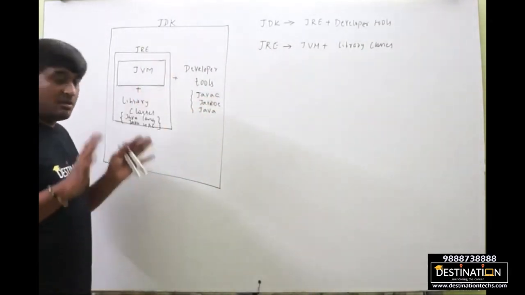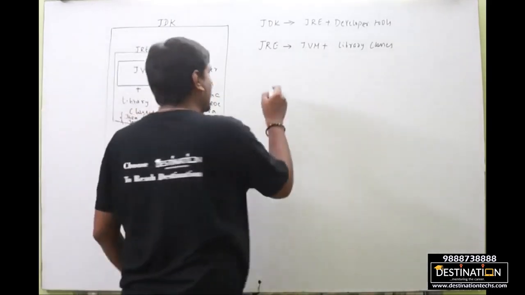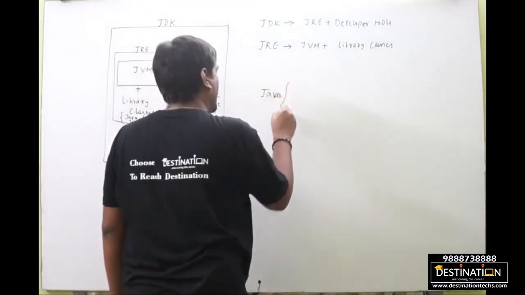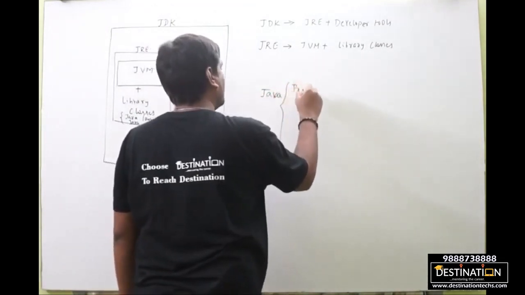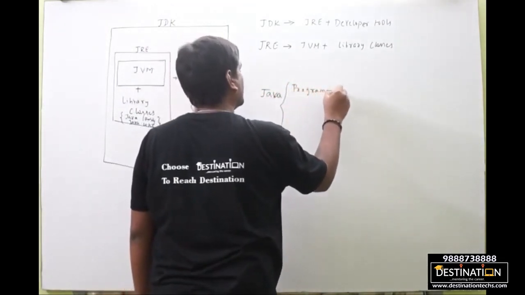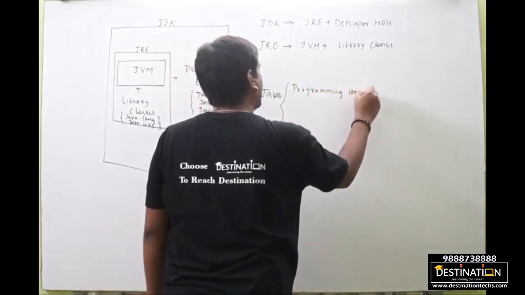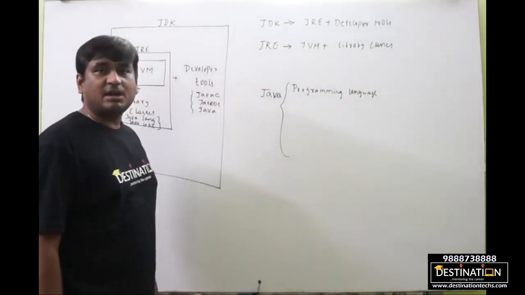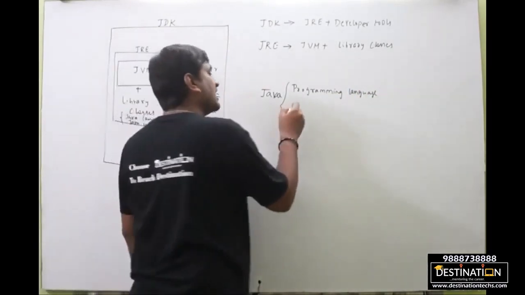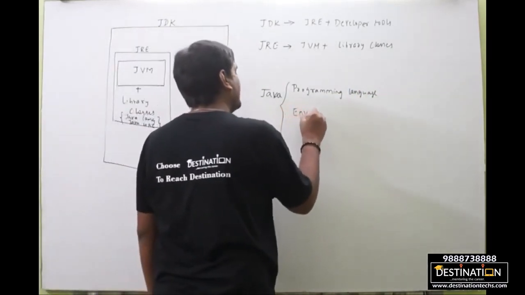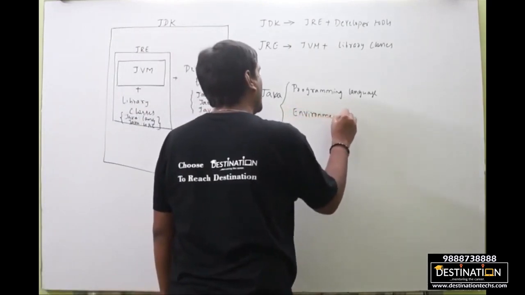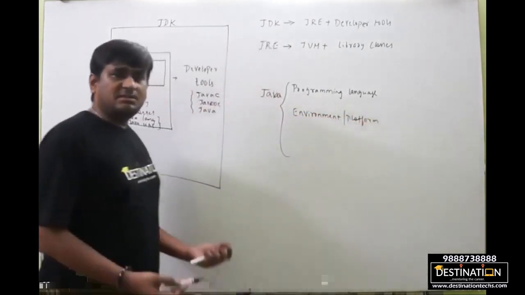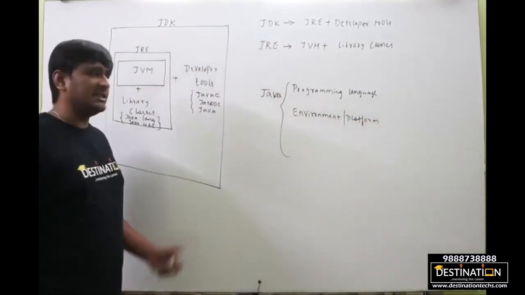No confusions? One more important point that I want to tell you: on the first day, in the definition, I told you Java is a programming language, like how you have C, C++, .NET. Java is one programming language. Not only that, Java is an environment or platform. What does it mean, sir? Environment or platform, what does it mean?